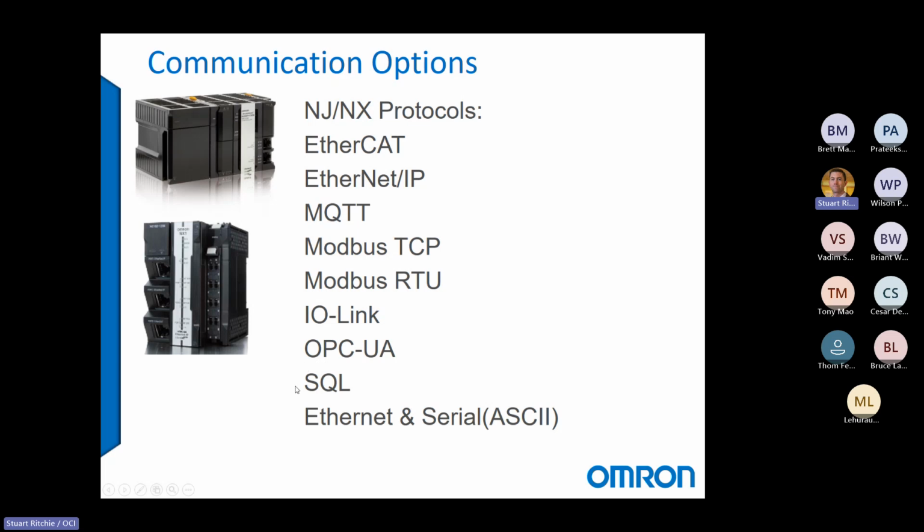OPC UA and SQL are embedded protocols. These are running in the background of our PLCs, and it doesn't really take away from your PLC performance since it's running on multiple cores. And then Ethernet and serial ASCII type communications, so socket communications, these are commonly called. We still occasionally run into a device that has essentially its own protocol. You have to send it an ASCII string and it replies with an ASCII string, and you have to parse that data when you get it back, and you have to send it the ASCII characters according to what it's expecting. So we still support those, and they're fairly easy to implement in the PLC still.